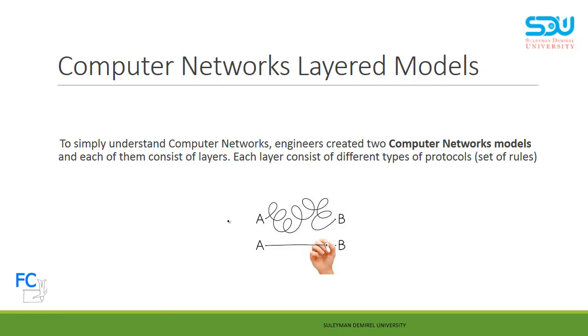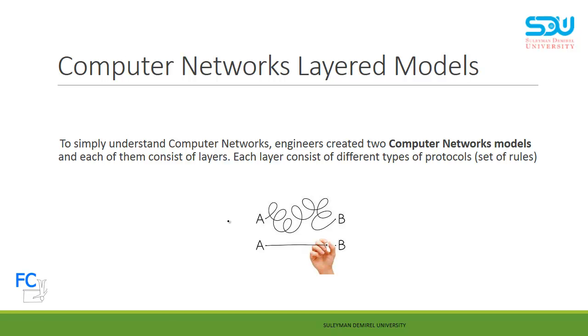So a model is used to simplify and understand computer networks. Engineers created two computer network models, and each of them consists of layers, and each layer consists of different types of protocols and sets of rules. The computer network model is created by engineers to simplify the understanding of computer networks.